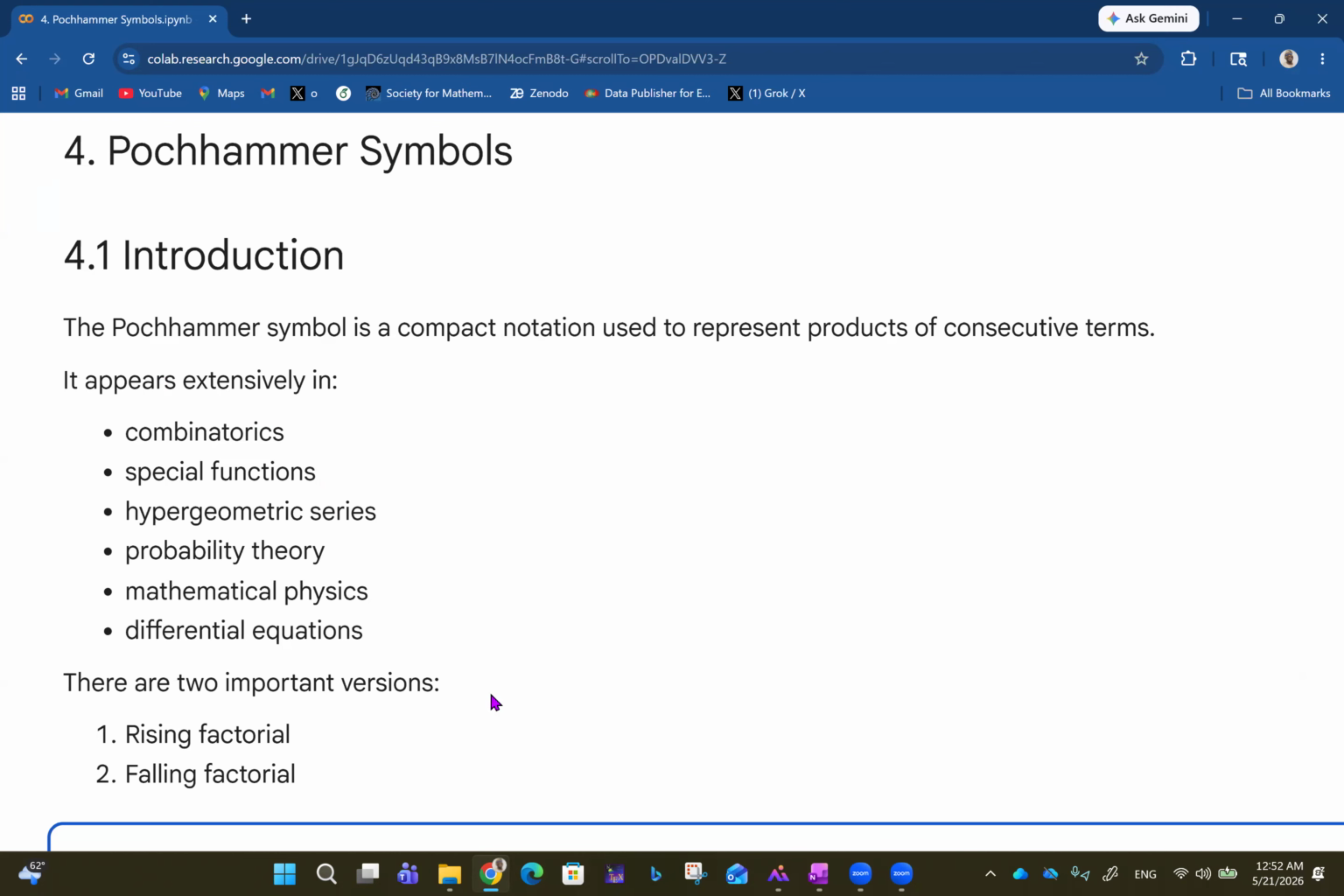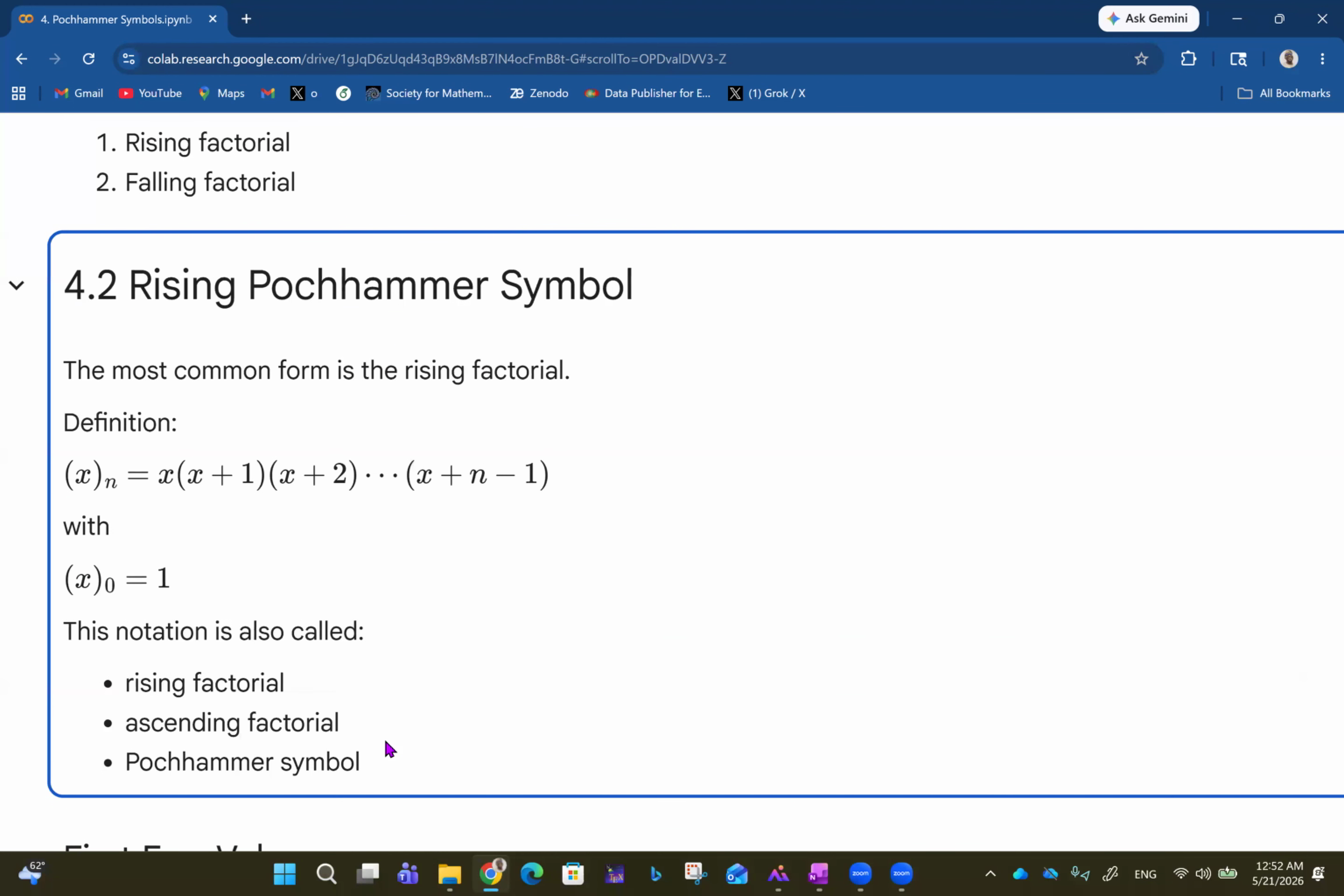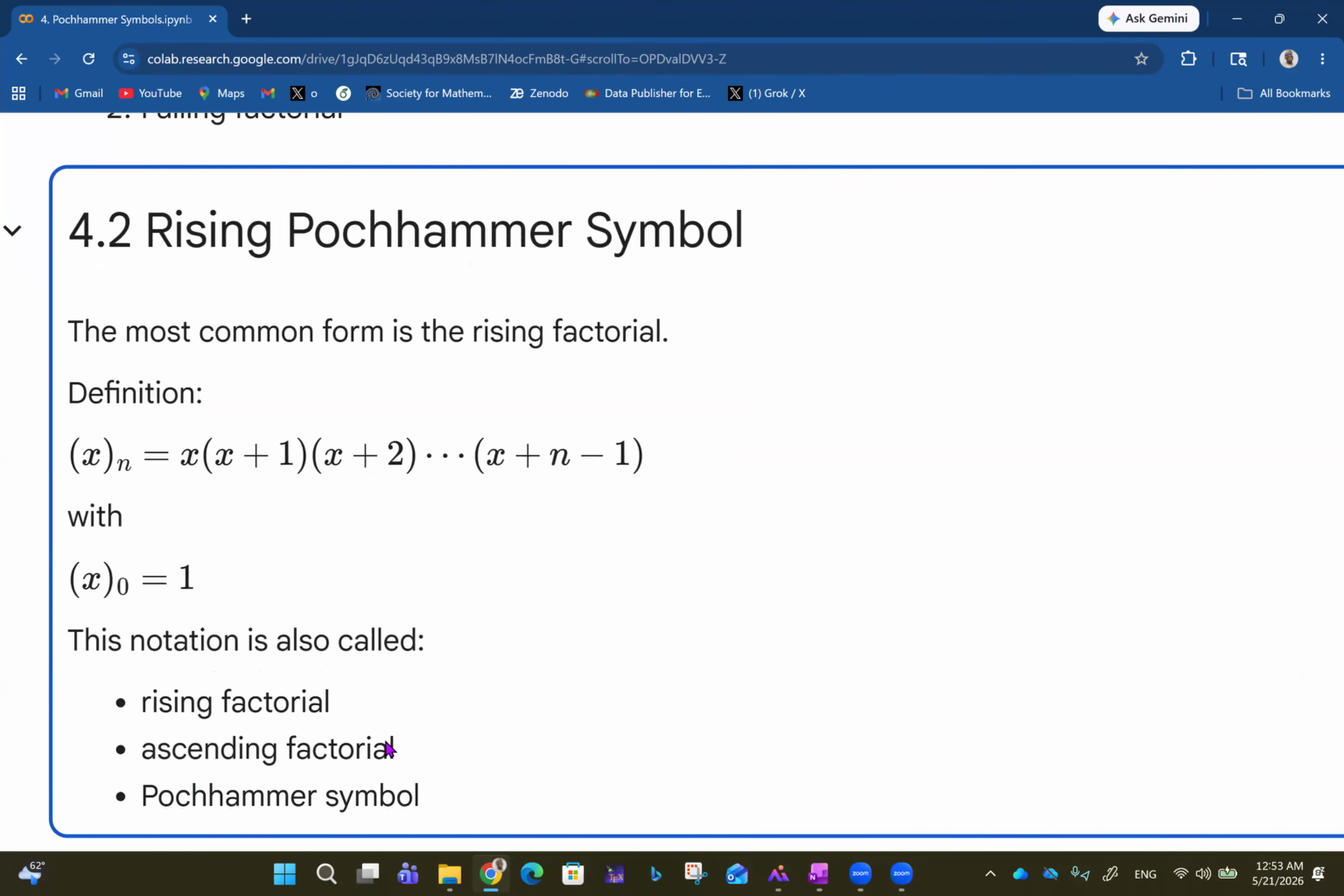There are two important versions of Pochhammer symbols. You have the rising factorial and the falling factorial. By the way, it's not the regular factorial. So we'll see that now. So, the rising Pochhammer symbol. The most common form is the rising factorial, and by definition, that is x sub n equals x.